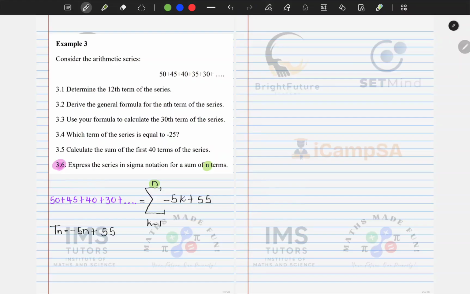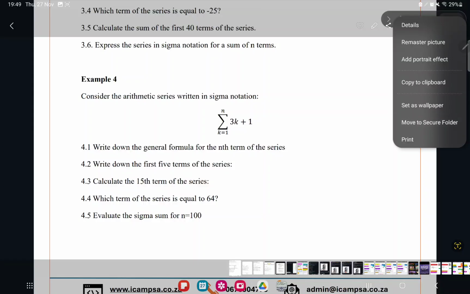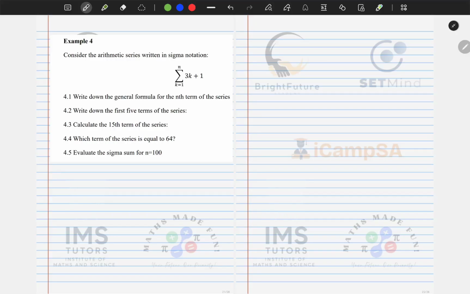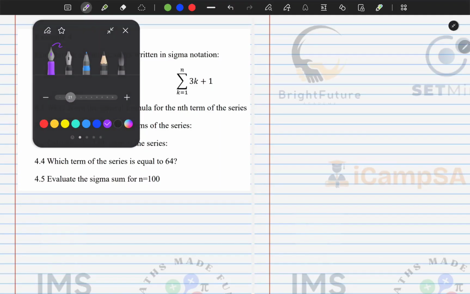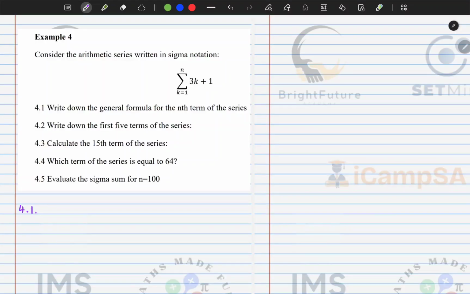Let's have a look at another example, example 4. The question reads, consider the arithmetic sequence written in sigma notation. We're given that. The first question requires us to write the general form for the nth term of the series. So let's go ahead and have a look at 4.1.